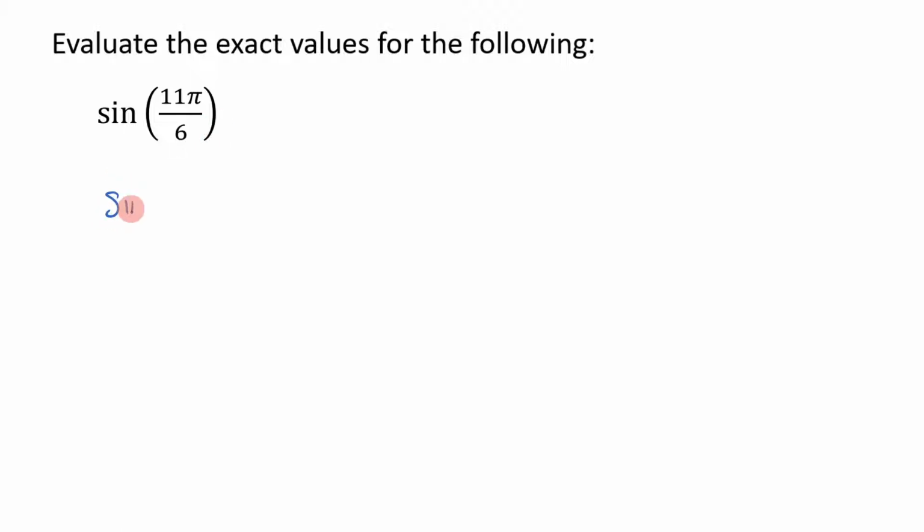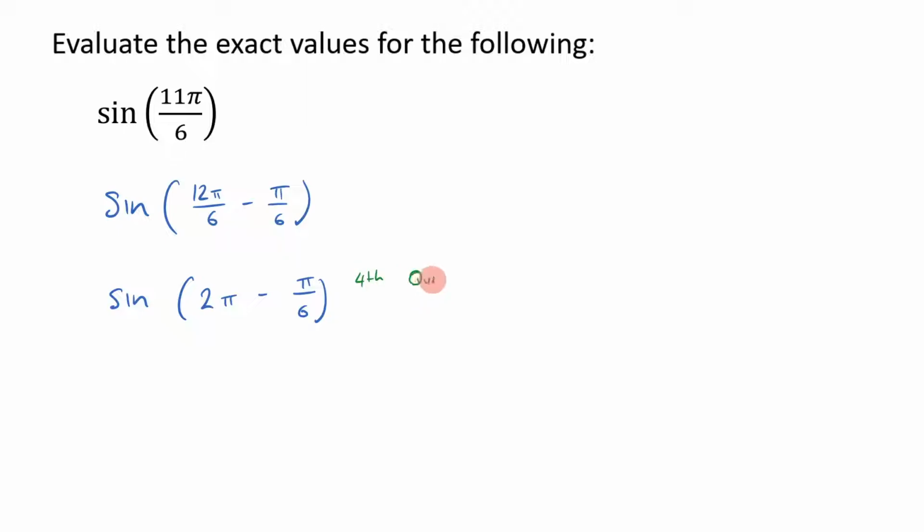Okay, so I'm dealing with sine of 11 pi on 6. I can break 11 pi on 6 down into 12 pi on 6 minus pi on 6. So that means I'm going 2 pi minus an angle. Now, when we're going 2 pi minus an angle, I know which quadrant I'm going to be in. I'm going to be in the fourth quadrant.